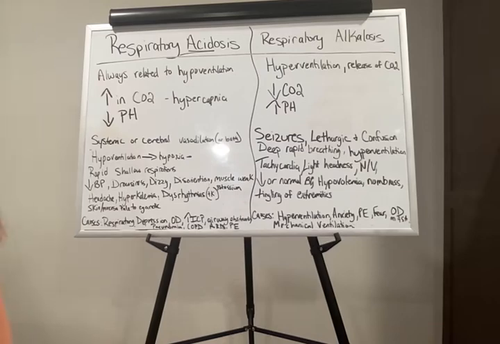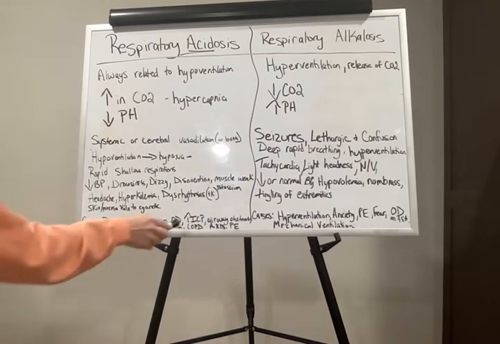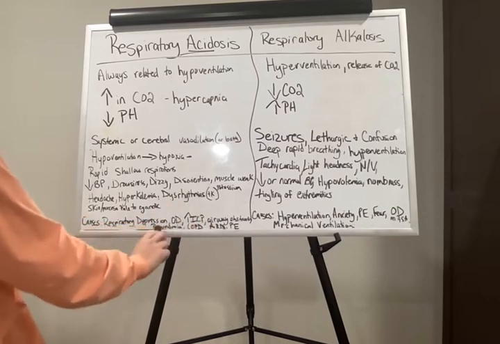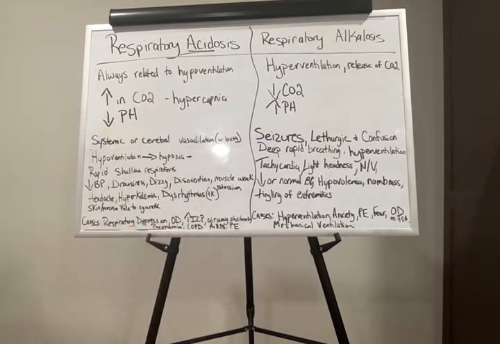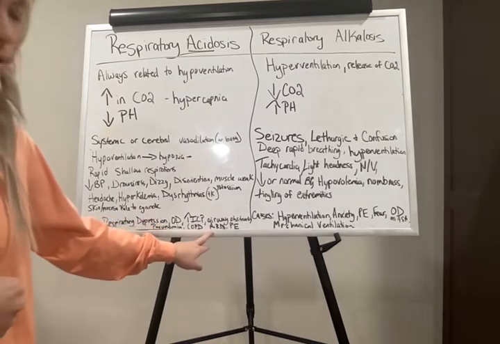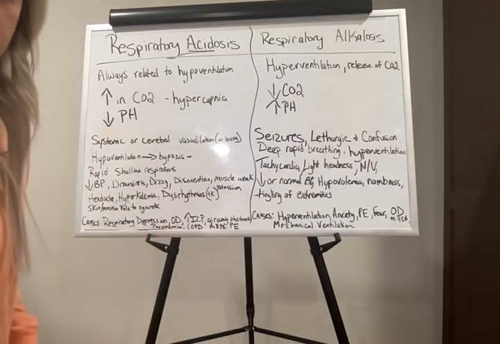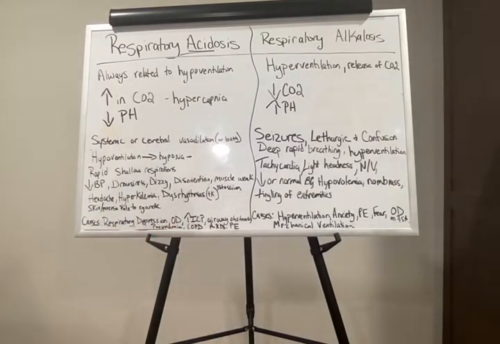What causes respiratory acidosis? You'll see that a lot of it is to do with respiratory depression, overdose, increased ICP, airway obstruction, pneumonia, COPD, ARDS. What's ARDS? Acute respiratory distress syndrome. Pulmonary embolus for PE, okay?